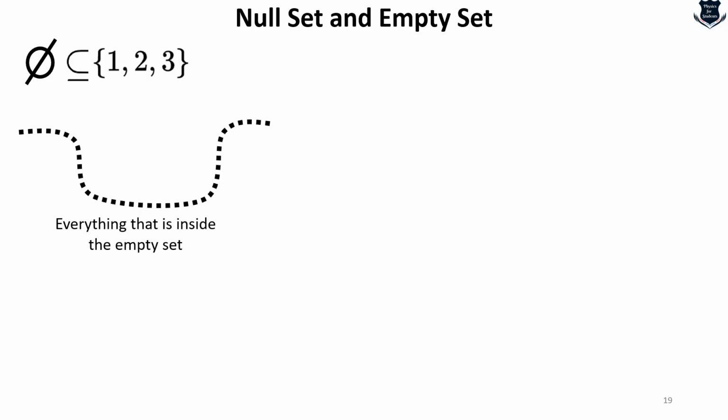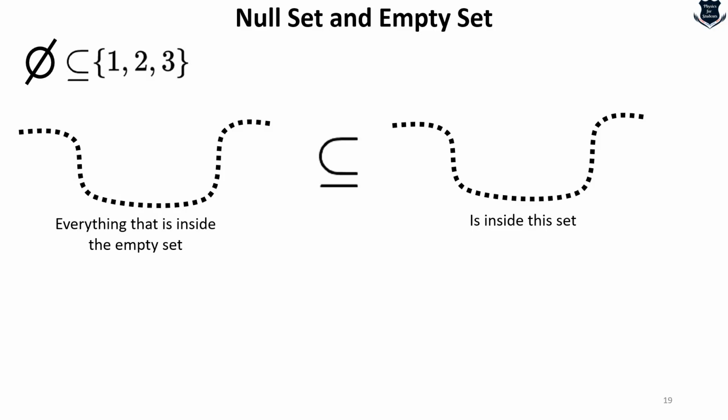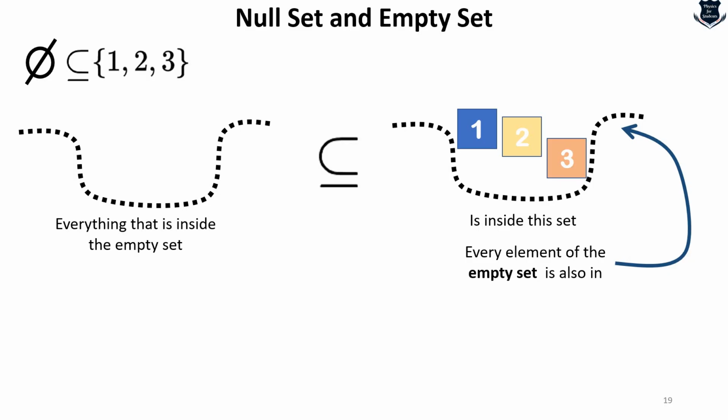For example, in this case 1, 2, 3. So here it is. Everything that is inside the empty set is also inside this set, which has got elements 1, 2 and 3. Right? So that is why we said the null set or empty set is a subset of this set. And every element of the empty set is also inside this set. For example, A, B or C. So every element of the empty set, that means the vacant one, is also inside this.